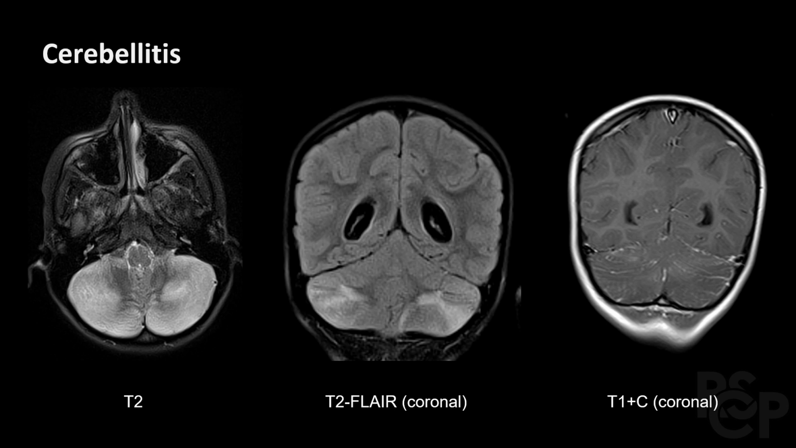So here are a few images showing some of the representative findings seen in cerebritis. On these images, we can see, particularly in the T2 FLAIR sequence, bilateral, patchy enhancement of the cerebellar hemispheres. We also see enhancement of the cerebellar folia bilaterally, best visualized on the T1 contrasted coronal sequence on the right.